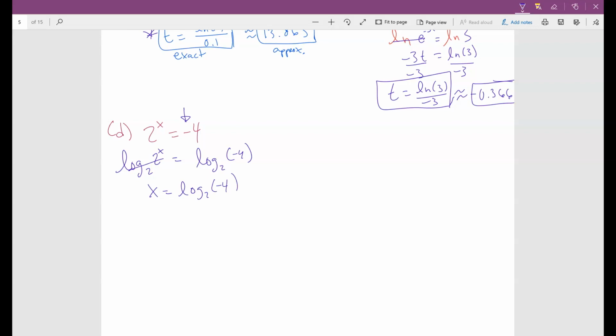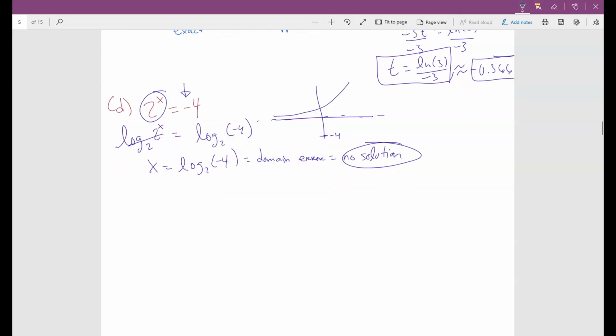Now, if you press log base 2 of negative 4, what are you going to get? It's going to give me a domain error, which basically means there is no solution. Okay, so there's no solution because this guy is exponential growth. That means that there's no way that this guy is ever going to hit negative 4. Okay, so there's no way. Therefore this one has no solution.